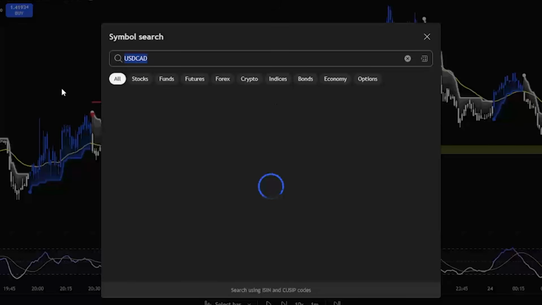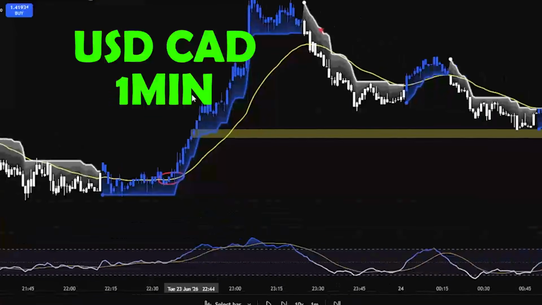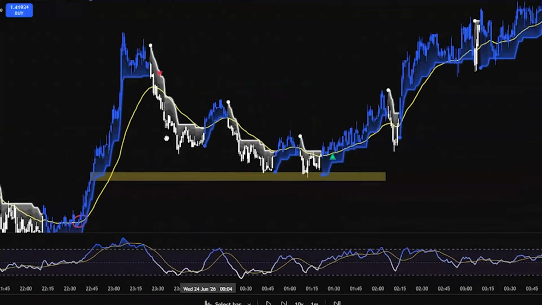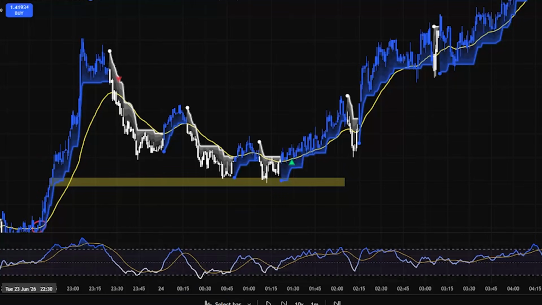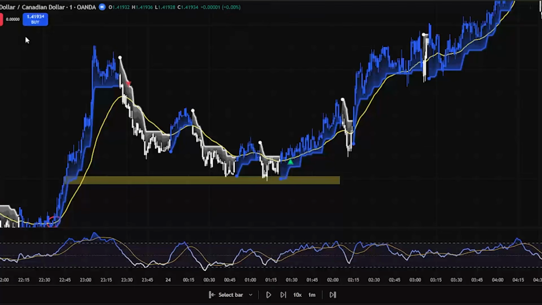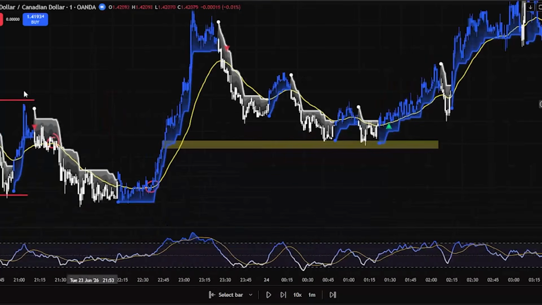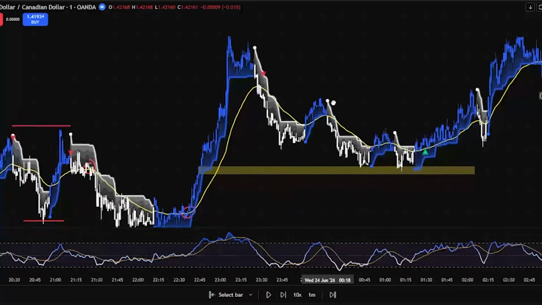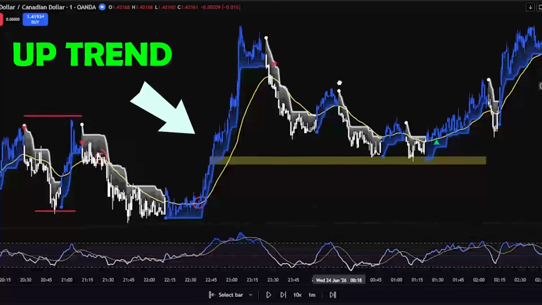Now let's look at an example on the USDCAD currency pair to understand more precisely how this system works. Suppose we open the USDCAD chart on the 1-minute time frame. The first thing we do is not to look for an entry. First, we examine the overall market situation.